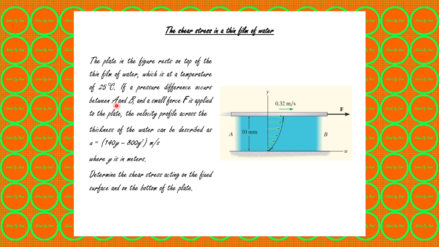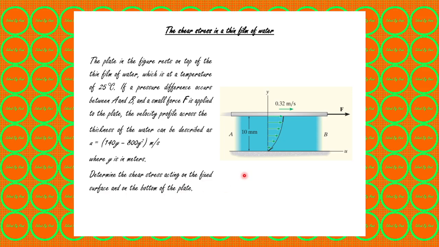and a small force F is applied to the plate, the velocity profile across the thickness of the water can be described as U, which is the velocity. U equals 140 y minus 800 y squared, in meters per second, where y is in meters. The question that we have to answer is: determine the shear stress acting on a fixed surface and on the bottom of the plate.